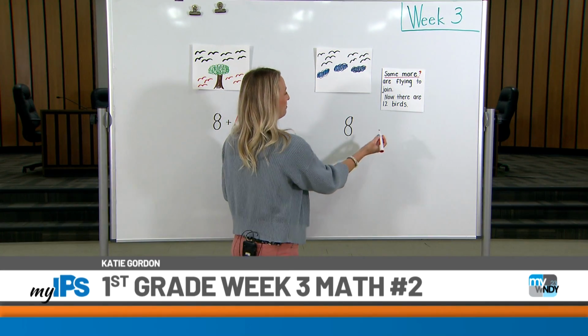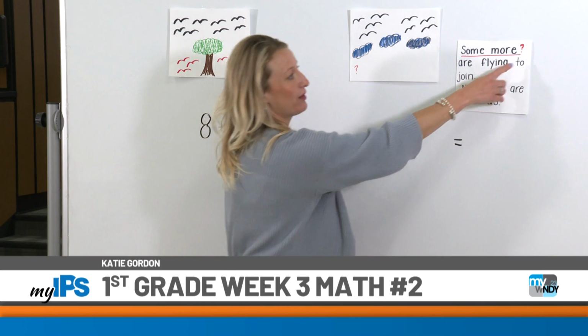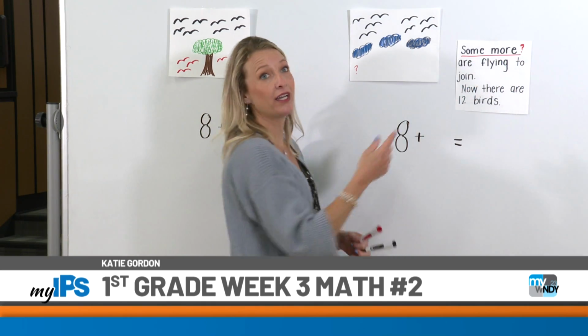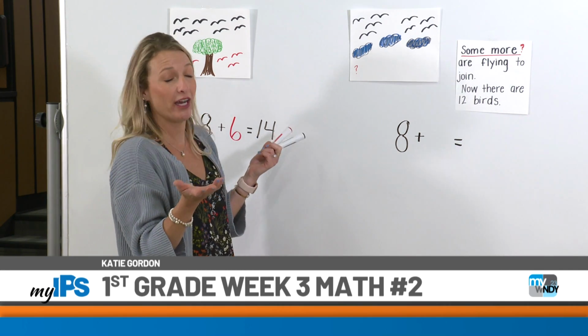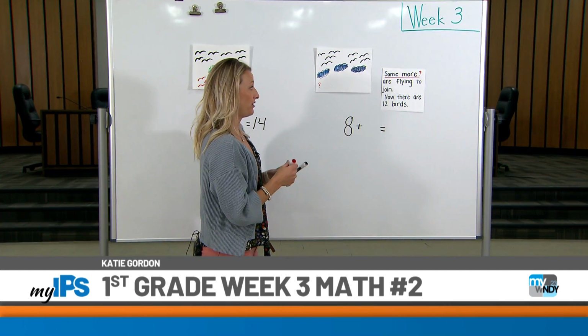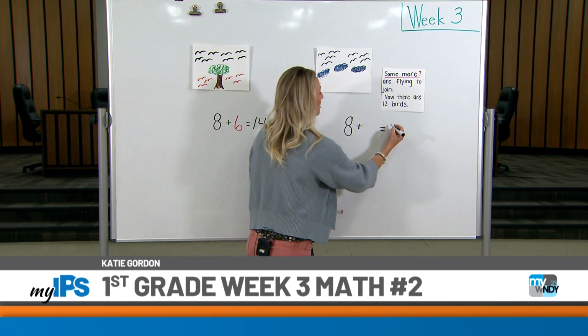So I know that I have some more that are coming, but we don't know how many more, so that's why we put our question mark here. I know that there are birds that are coming, so I labeled it with a question mark because I don't know how many more came. But I do know that now there are 12 birds. So I know that in the end, 12 birds are here.